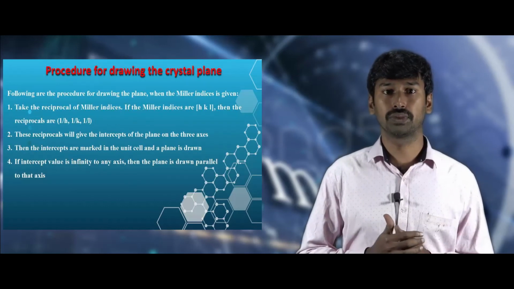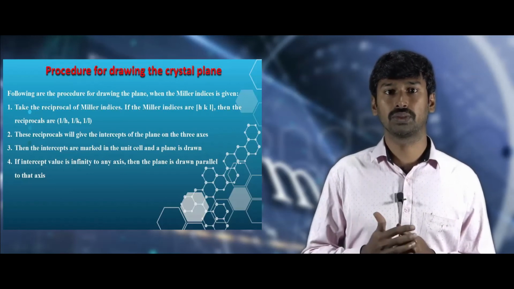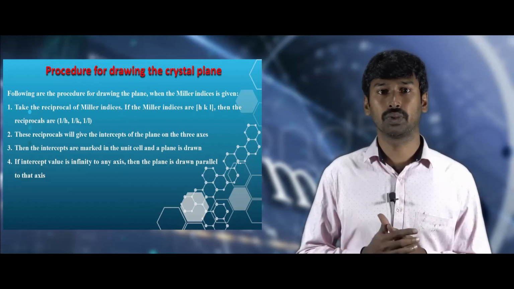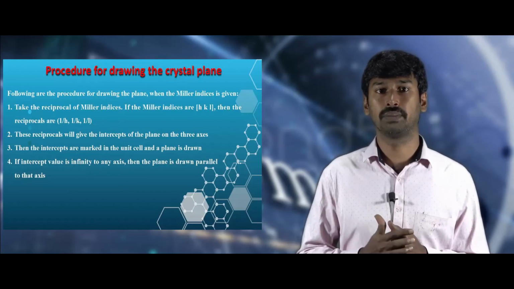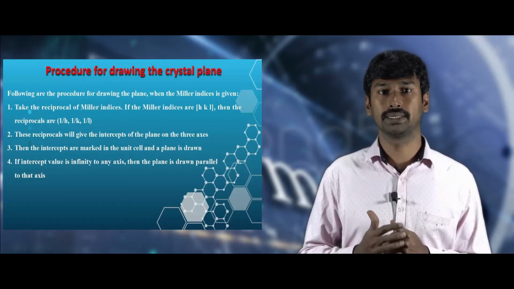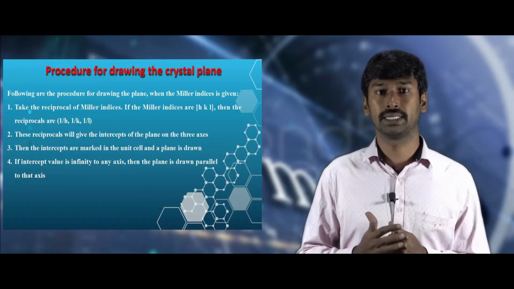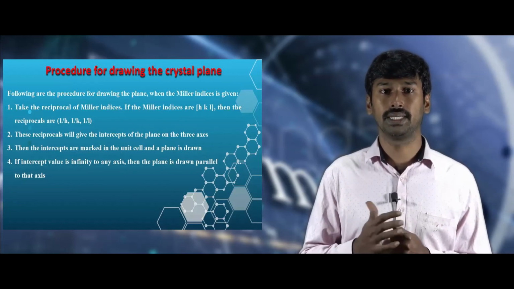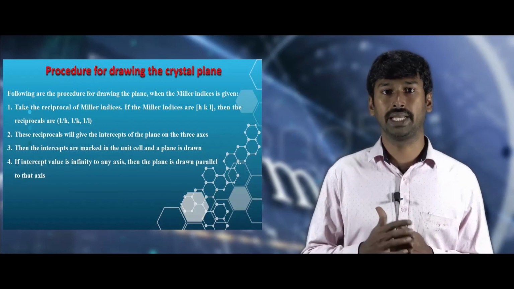Now we will see the procedure for drawing the crystal planes. Following is the procedure to draw the crystal planes using the Miller indices. Take the reciprocal of the Miller indices. If the Miller indices are h, k, l, then the reciprocals of the Miller indices are 1 by h, 1 by k, 1 by l. Then these reciprocals will give the intercepts of the crystal plane. These intercepts are marked in the unit cell, and finally a plane is drawn.